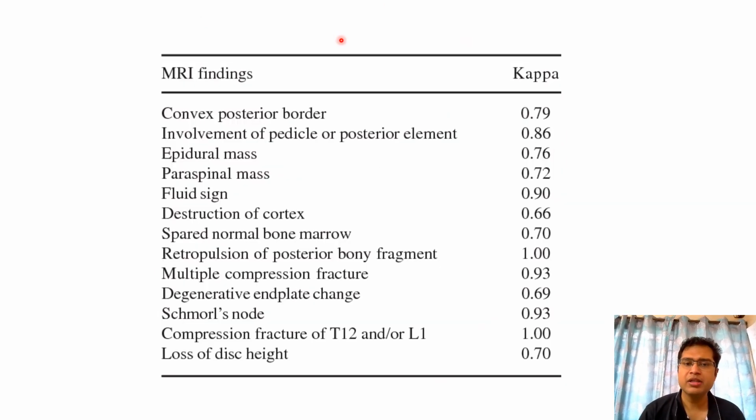So this is another table that lists out the checklist that we have to go through before reporting, that is, whether there is a convex posterior cortical border, epidural mass, paraspinal mass, fluid sign present or not, destruction of the cortex present or not, and whether there is preserved bone marrow fat or not.